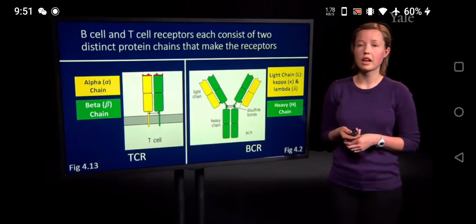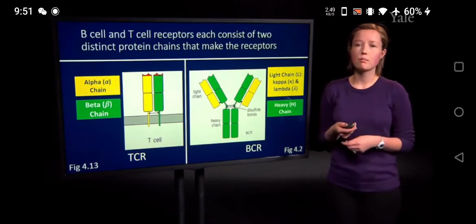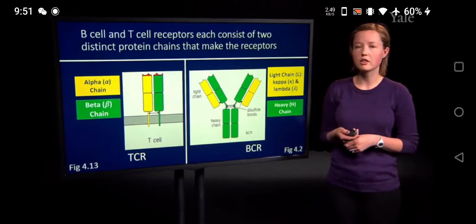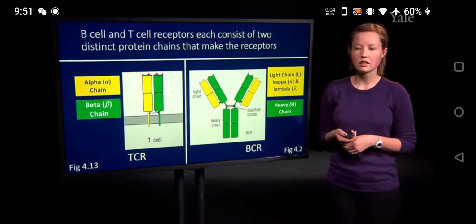And we'll understand how this affects both B and T-cell development and their differences in subsequent lectures on B-cell development and T-cell development. But these are just important things to keep in mind moving forward.